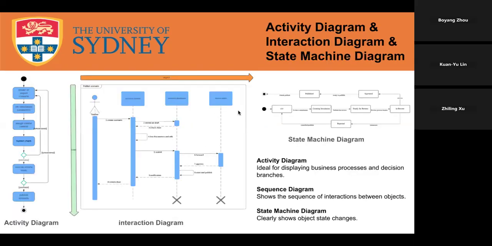Next, I will explain the activity diagram, sequence diagram, and state machine diagram through one case, publishing a scenario. The activity diagram shows steps like creating a scenario, setting parameters, and submitting it for review. Once approved, the scenario is published for students.